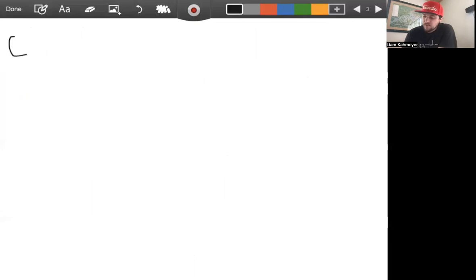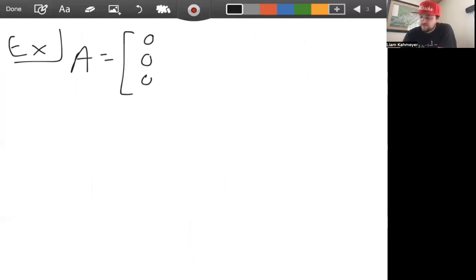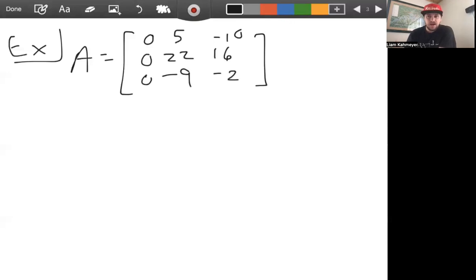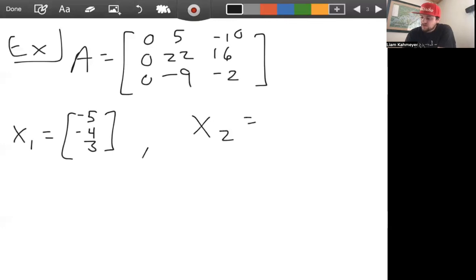So let's look at an example. Let's say A is the 3x3 matrix with the first column of zeros, and then 5, 22, -9, then -10, 16, -2. So here's our 3x3 matrix. Now let's look at the vector x1, which is given by -5, -4, 3, and x2 is given by 1, 0, 0. Okay, so let's compute the product A x1 here.